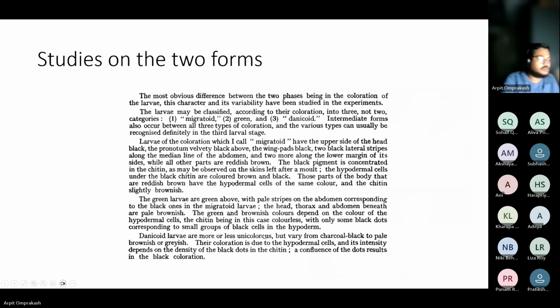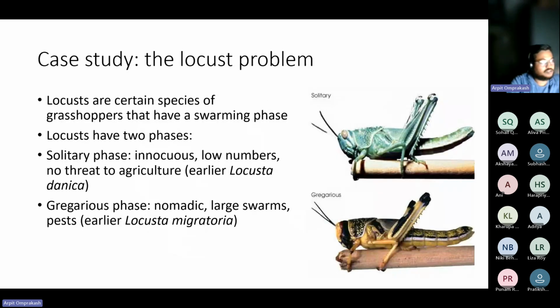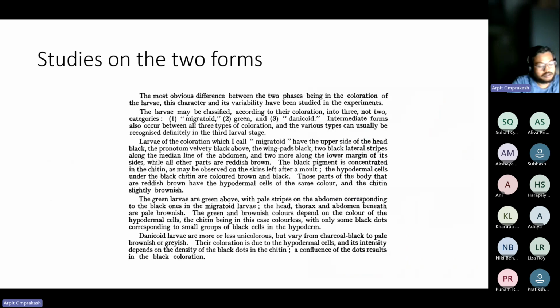So people assumed that these solitary animals are grasshoppers, and these others are locusts, which are the agricultural pests. But what happened was, when people started studying these animals, the first thing you need to do in a population study is describe the population, the different characteristics and things like that.